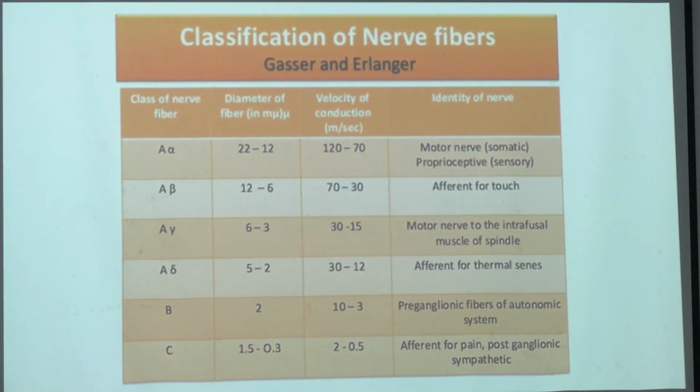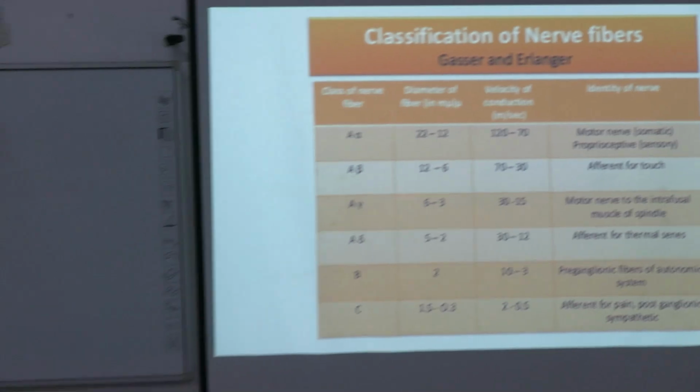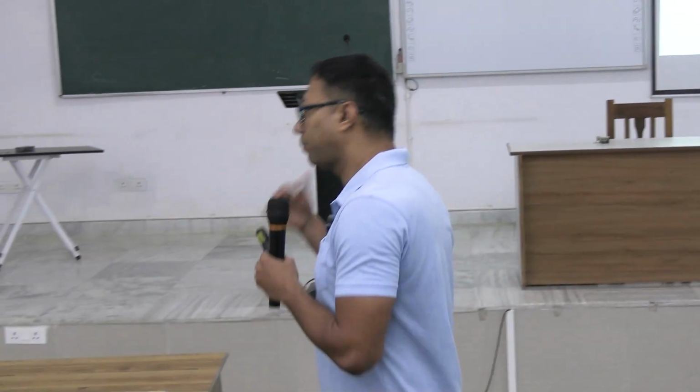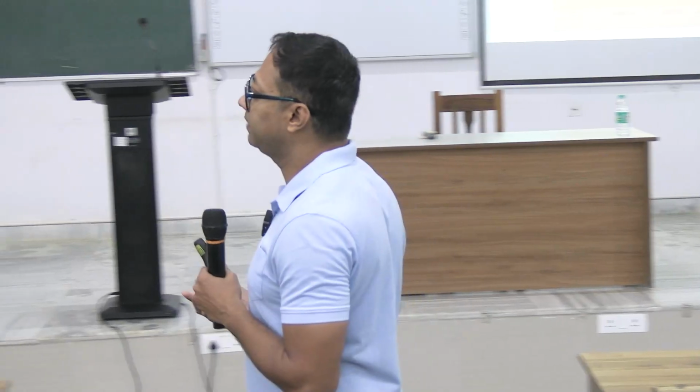What does this term proprioception mean? It is a sensation, just like touch, pain, temperature. Proprioception means, as I told in the previous class as well, joint position sense. When I was asking what types of sensation there are, you said touch, pain, temperature, but nobody said joint position sense, nobody said proprioception.